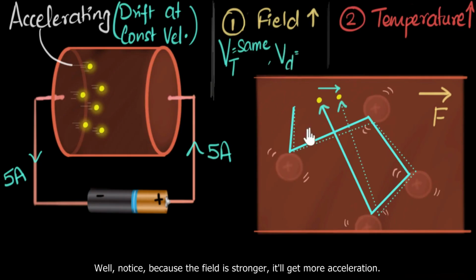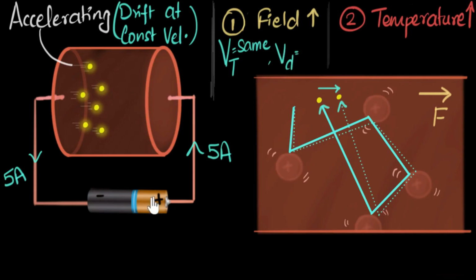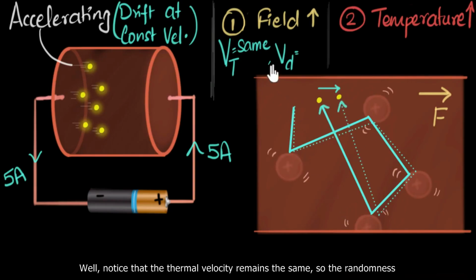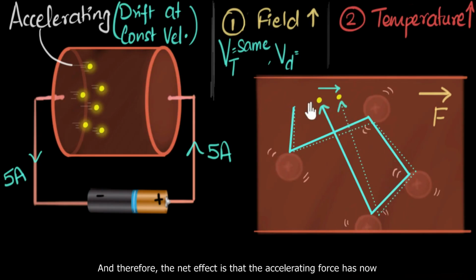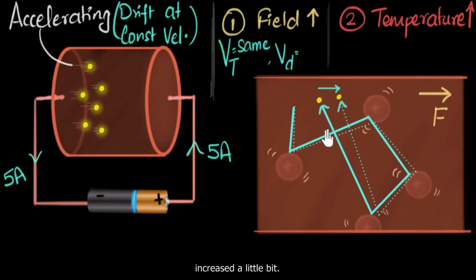Well, notice because the field is stronger, I'll get more acceleration. The battery is pulling with more force, so more acceleration. So the accelerating force has increased. What do you think will happen to the collisions? Well, notice that the thermal velocity remains the same, so their randomness remains the same, so their collisions pretty much remain the same. And therefore, the net effect is that the accelerating force has now increased a little bit.